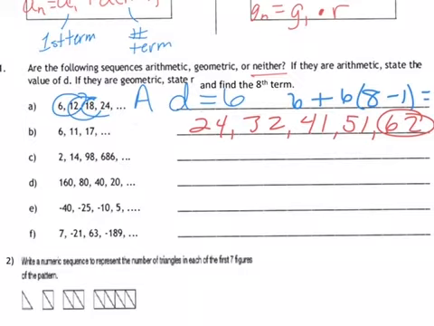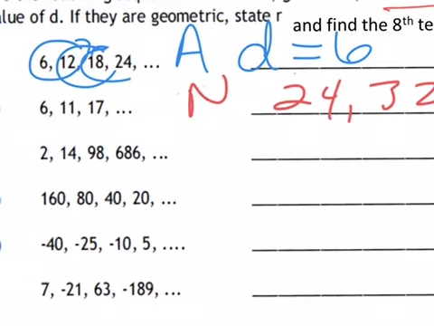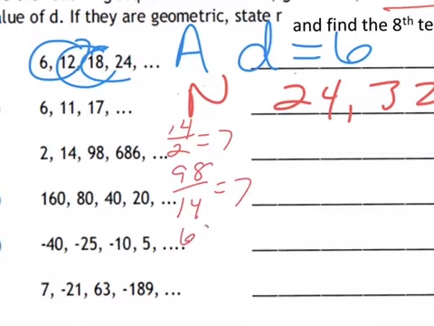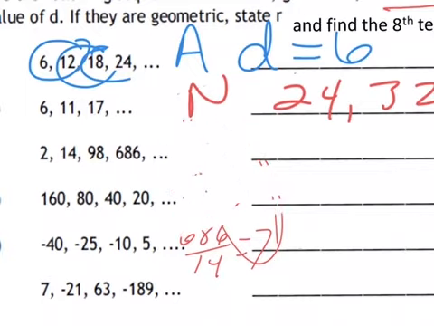And then the last one I'll do with you is letter C. If you look at that closely, I think most of you probably figured out that it is not going to be an arithmetic one because you're obviously not adding the same thing. So let's go through our process again. 14 divided by 2 is 7. 98 divided by 14 is 7. And 686 divided by 98 is 7. So there's our common ratio. This one is definitely geometric because we're dividing each time.